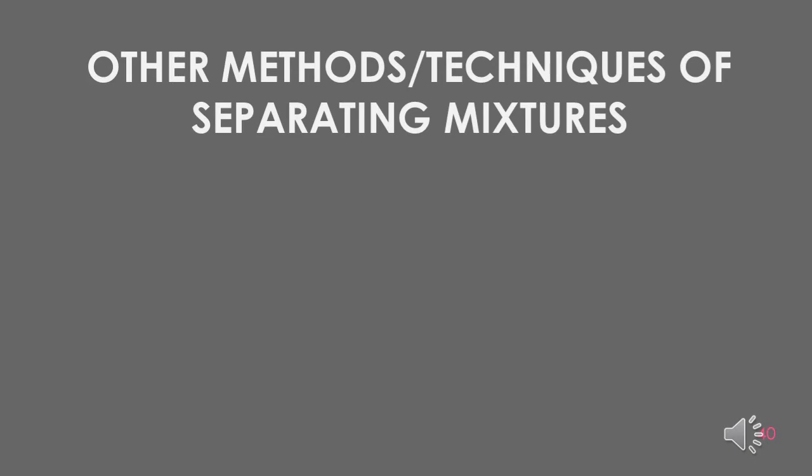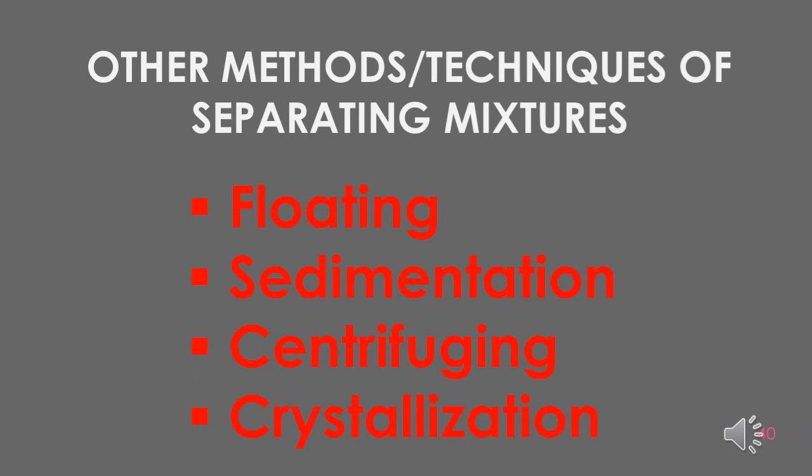Okay, so aside from the 9 techniques that I've already discussed, there are also other methods or ways of separating mixtures, like floating. So from the word float, allowing a substance to float before scooping them out or before you pick them. Then we have sedimentation. Basically, it allows a solid particle like sand to settle at the bottom. That's the meaning of sedimentation. Then after that, you pour the liquid.